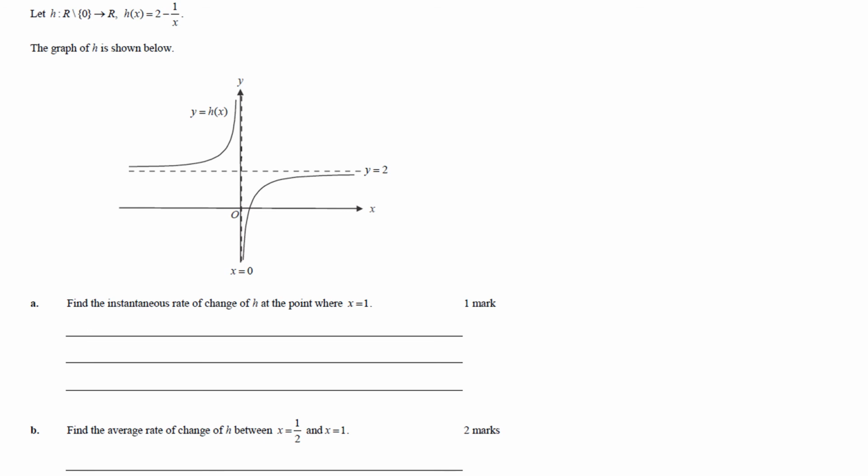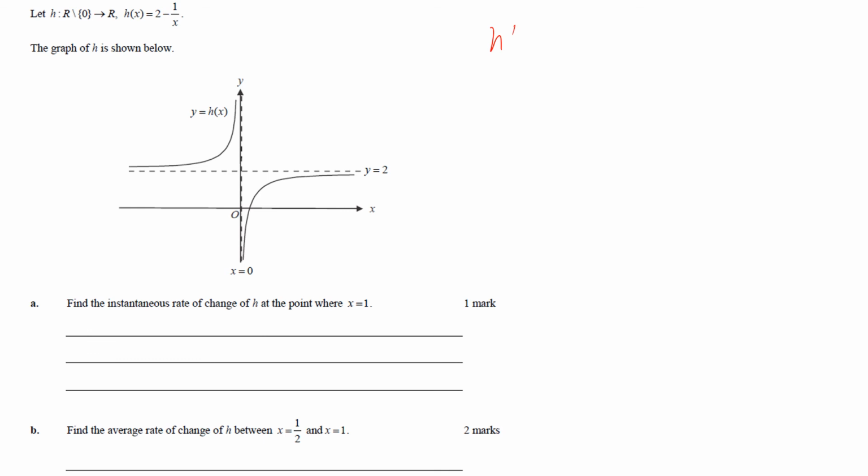Okay, so last questions. First one, we've got h of x is equal to 2 minus 1 on x. We've got the graph there, nice and handy for us. We need to find in part A the instantaneous rate of change of h at the point where x equals 1. If you see this word rate of change, that means you need to go to the gradient. If you see the word instantaneous, that means you need to go to the derivative. So if we're finding the instantaneous rate of change where x equals 1, that means we're finding the value of the derivative when x equals 1.